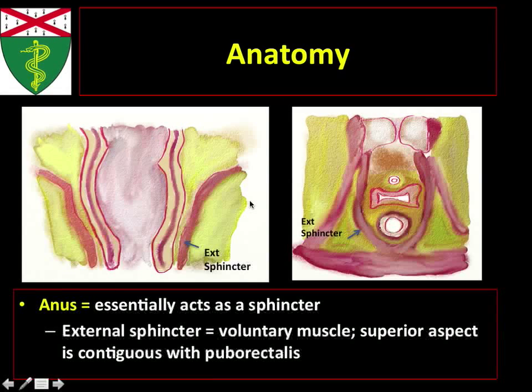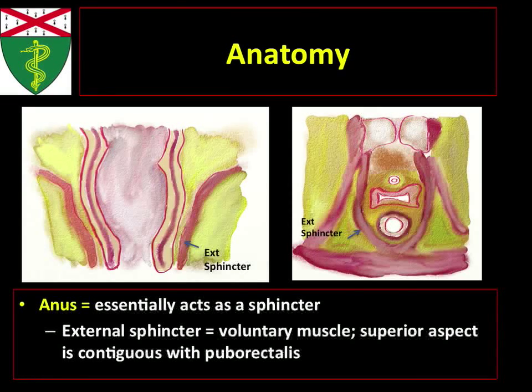Well, that's not good enough. We need two sphincters to help us. And so that's the internal sphincter. And then you have an external sphincter. As its name implies, it is external to the anus, right? So this is the external sphincter over here. It's a voluntary muscle. And as you go upwards, its superior aspect is contiguous with other muscles in the pelvic floor, namely the puborectalis muscle.